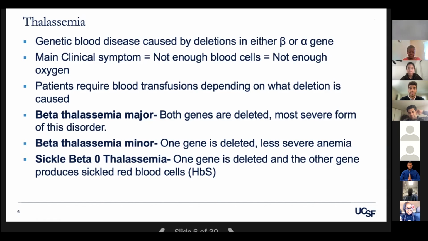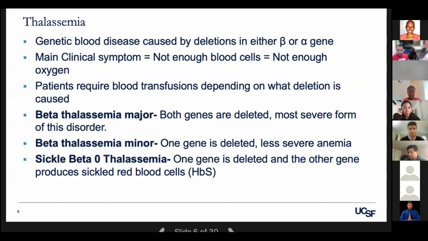And then there is another disease that is sickle cell beta 0 thalassemia. So one gene is deleted, okay, and the other gene produces sickled red blood cells. So it's a qualitative and quantitative disorder, kind of like a combination. And usually these patients go through a lot of blood transfusions, and it's also pretty severe as well.